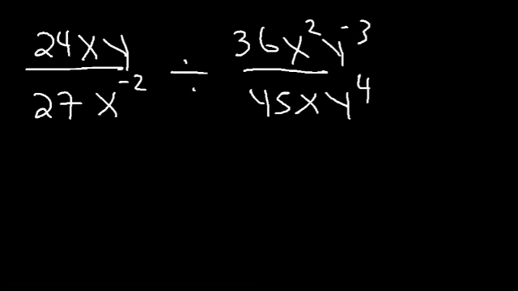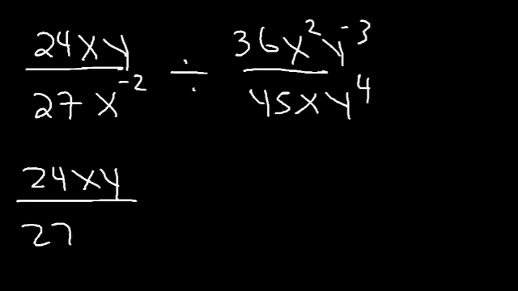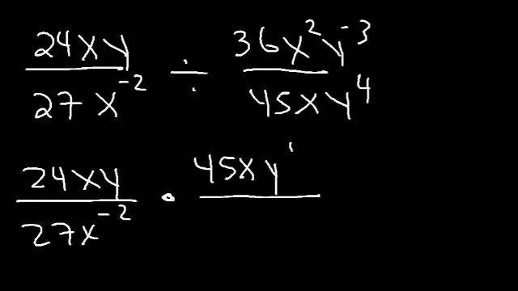these two expressions? There's something called keep, change, flip. You need to keep the first fraction the same way, and then you can change division to multiplication if you flip the second fraction. So now we can solve it the same way as we did in the last example.